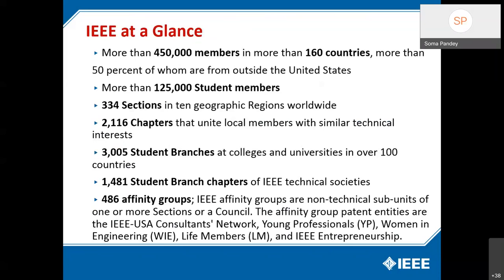There are also 1,481 student branch chapters of IEEE Technical Societies. We also have 486 affinity groups. By affinity groups, we mean that the societies are not formed on the basis of some technology skill, but on the basis of the memberships constituting that society. For example, we have Women in Engineering to promote more women's participation in the STEM areas.